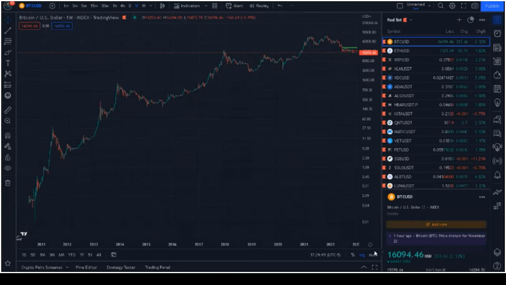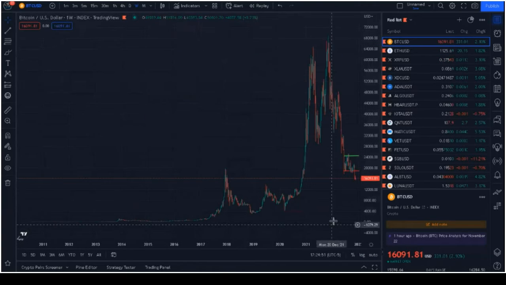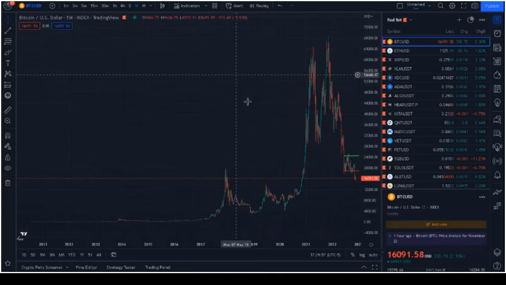Just to show people, this is the non-log scale. So this shows you the up and down and the volatility. And it kind of scares you because it looks like we've dropped back down and it looks like crypto's on the way out.